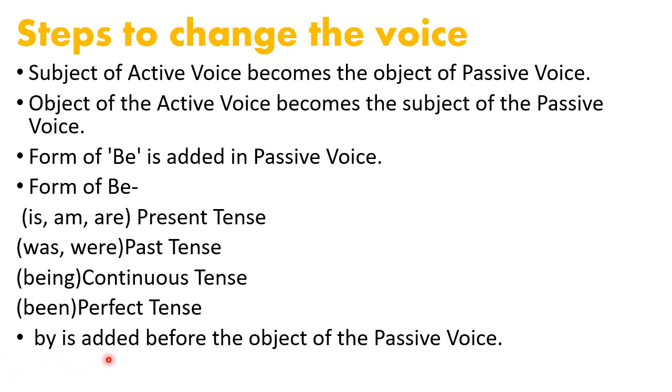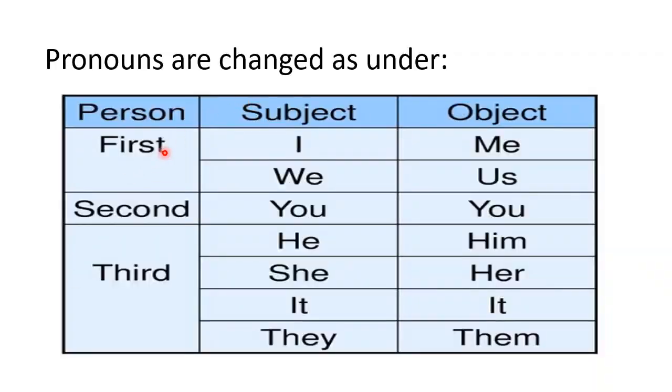See, by is added before the object of passive voice. When you change the subject of active voice to the object of passive voice, before writing the object, write down by. Then I told you these rules for changing pronouns. I will change into me, we will change into us, you will remain the same, he will change into him, she will change into her, it will remain the same, and they will change into them.